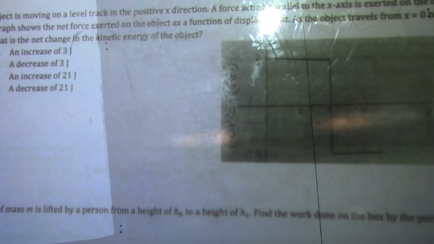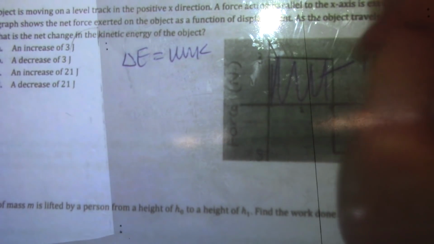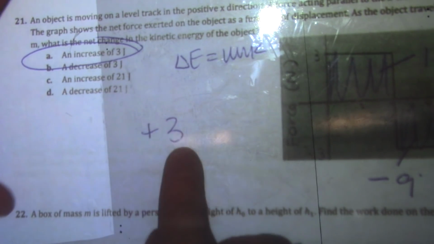Level track, we've got a force parallel to the axis. As it goes from 0 to 7 right here, what's the net change in kinetic energy? This is just the change in energy, which is just the work, which is the area. So that's 12 here. That's 3 times -3, which is -9. 12 plus -9 is a positive 3, so it's an increase of 3.